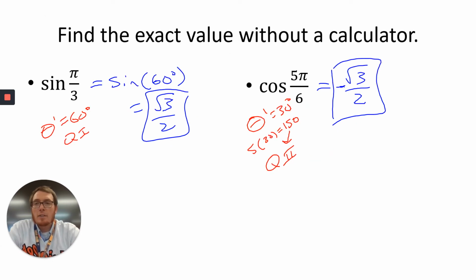Okay, back to exact values. Remember, pi over 3 is 60 degrees. It's in quadrant 1, so sine of 60, opposite is √3, hypotenuse, excuse me, is 2, and that's your answer.